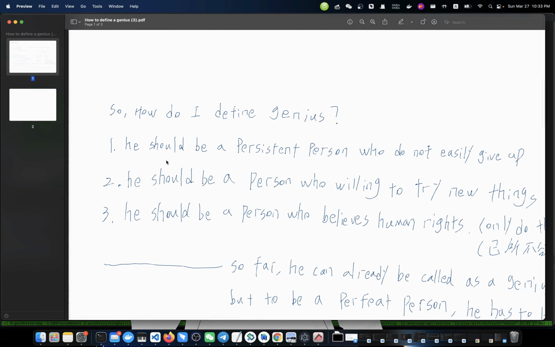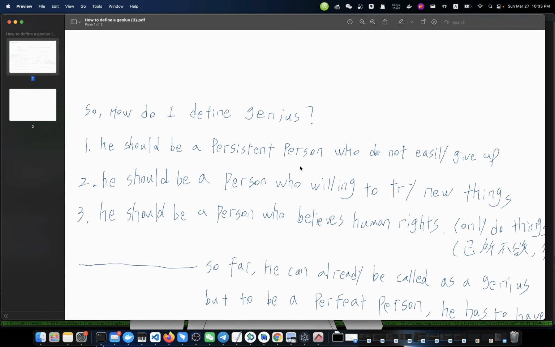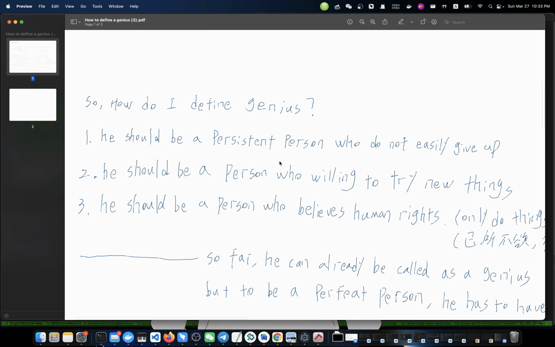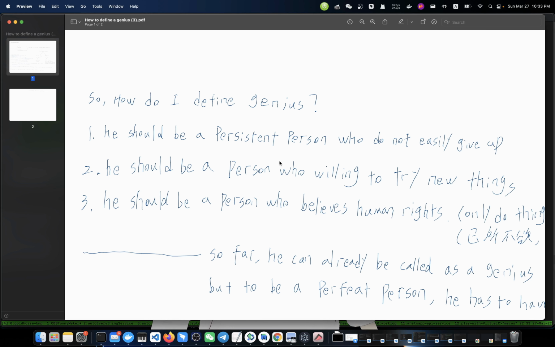The first one is, he should be a persistent person who does not easily give up, because if he easily gives up, he won't be able to do anything hard or anything that requires time and energy, and in the end he won't be successful. So that's the first one, and I think there are a lot of people who have this feature. It is good, but it cannot be used as the only condition for defining a genius, right? So we have to go on.